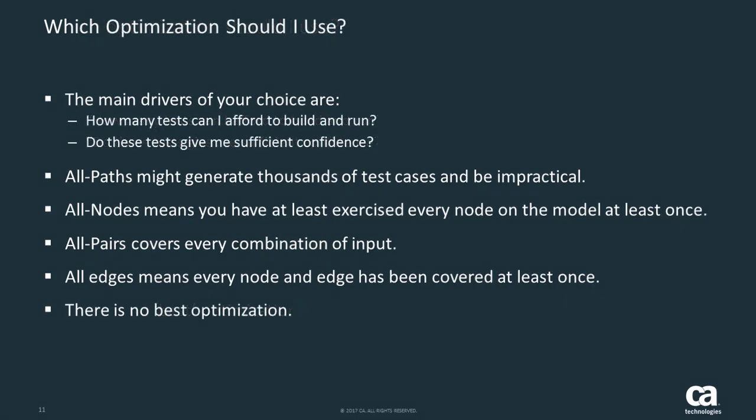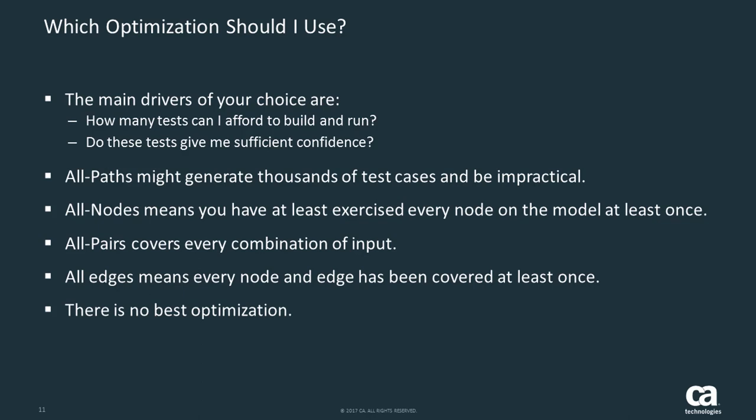So let's summarize what we've learned so far. It's clear that the main drivers of your choice of optimization are cost and confidence. So the questions are, how many tests can I afford to build and run? If you have a very complex model with many thousands of test cases generated by the optimizer, it might be impractical. The other question, of course, is how much confidence does the optimization give me?